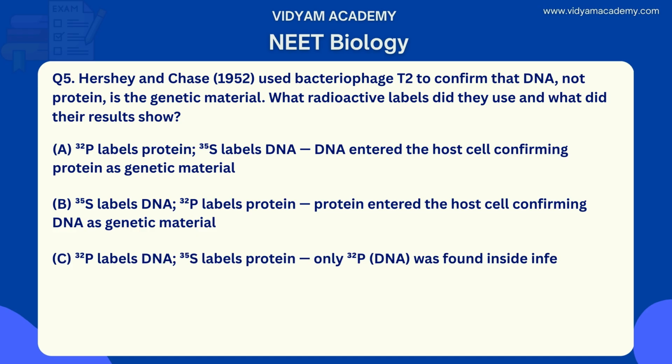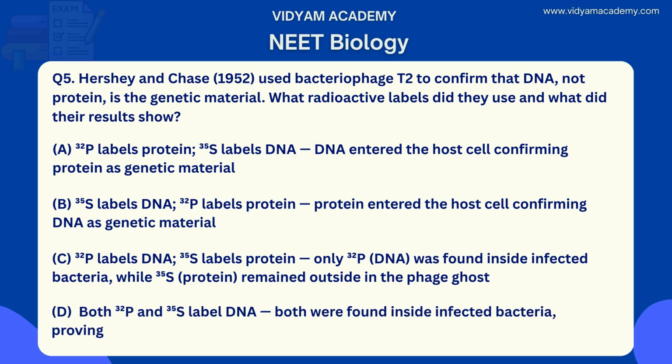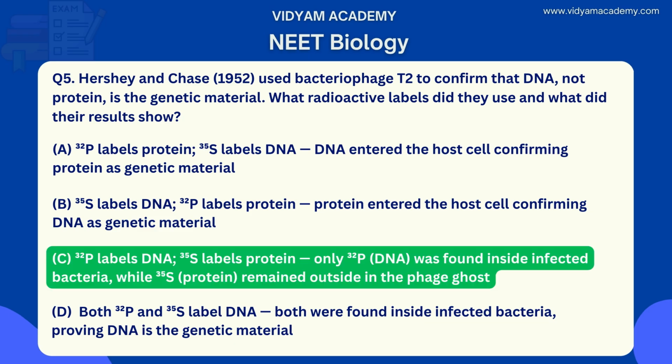Option C. 32P labels DNA, 35S labels protein. Only 32P DNA was found inside infected bacteria, while 35S protein remained outside in the phage ghosts. Final one, D. Both 32P and 35S label DNA, both were found inside infected bacteria, proving DNA is the genetic material. What is the correct answer for this question? The answer is option C. Let's see the detailed explanation.